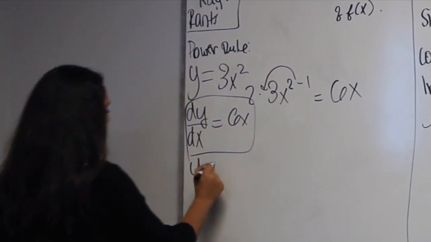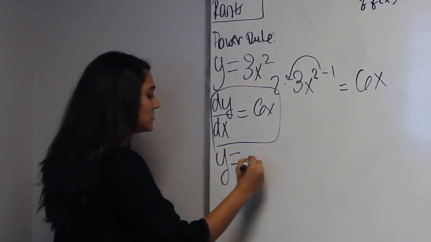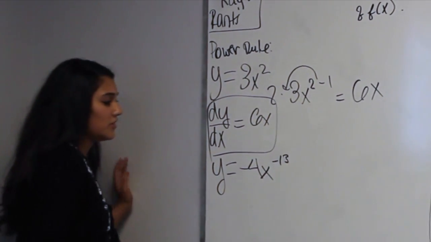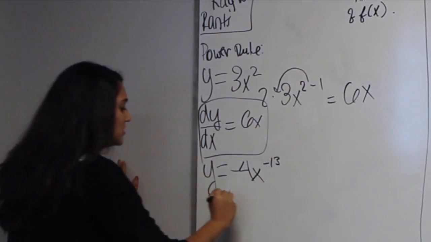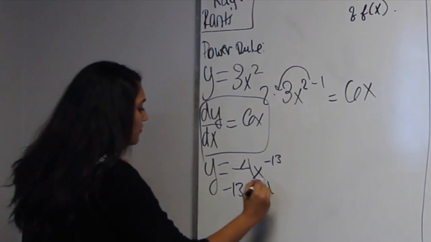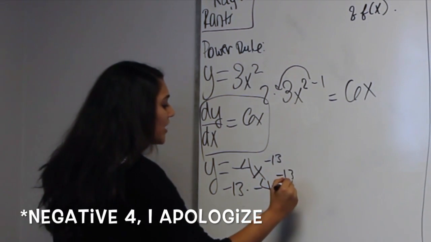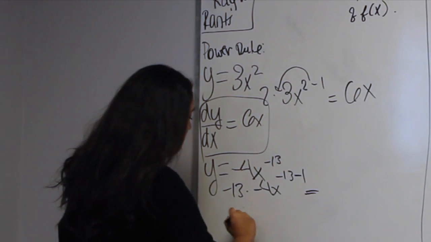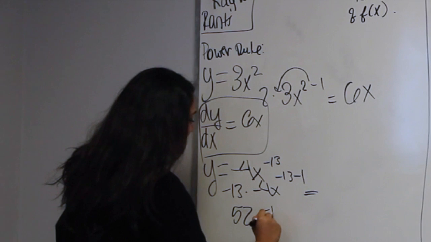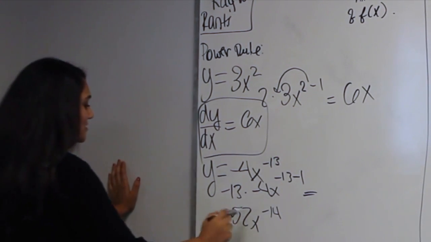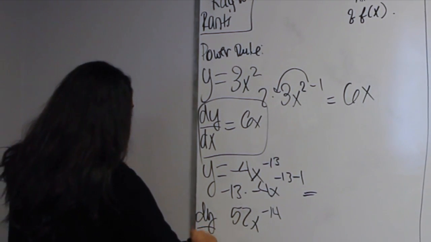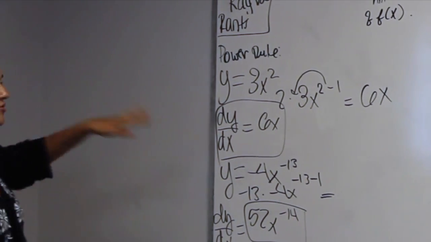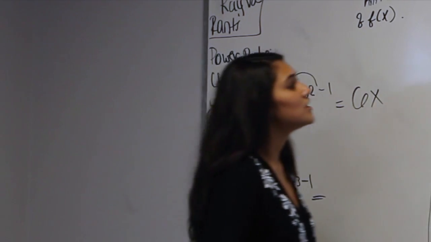If we try that again, for example, negative 4x to the negative 13, you would bring down your negative 13, multiply by the 4, and then subtract 1 from the negative 13 to get 52x to the negative 14. And that would be your derivative. That's a super quick, simple, easy way to do derivatives without that annoying function.